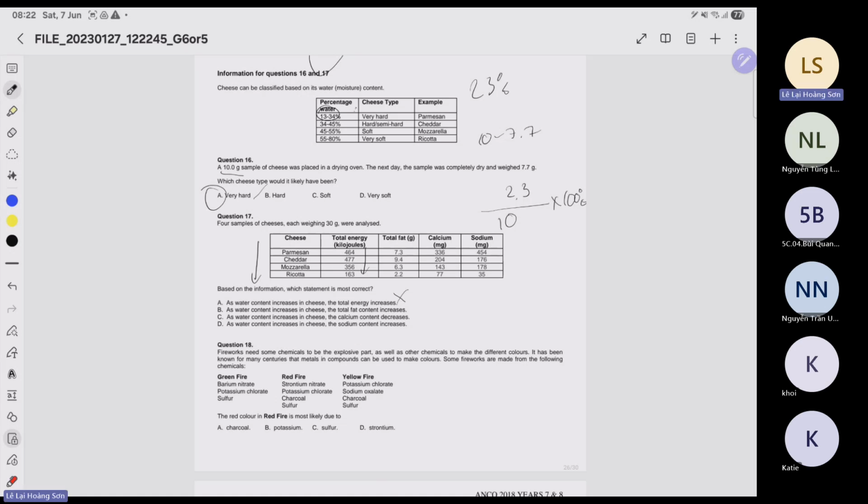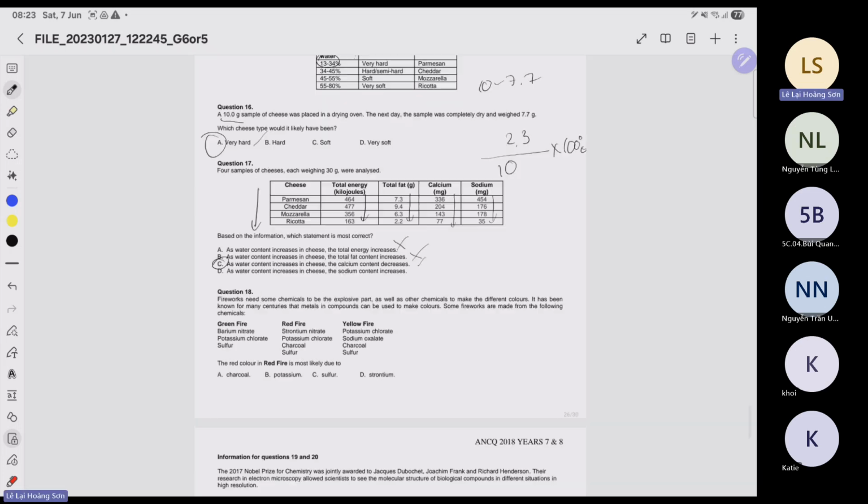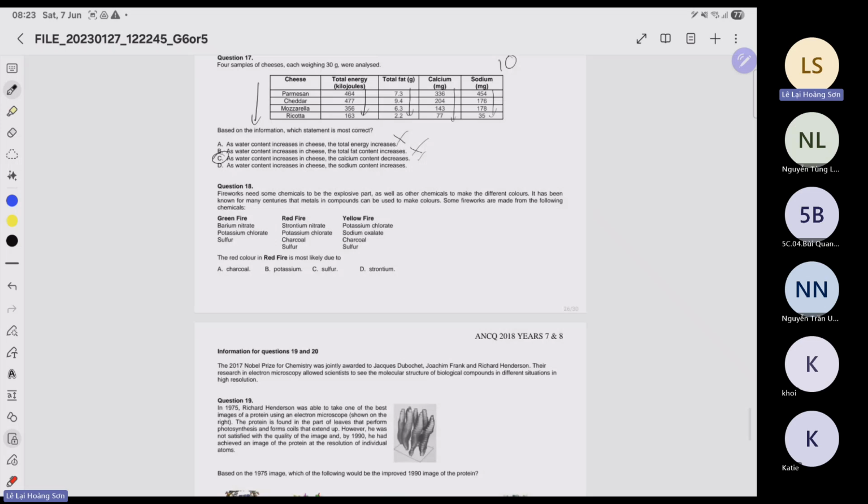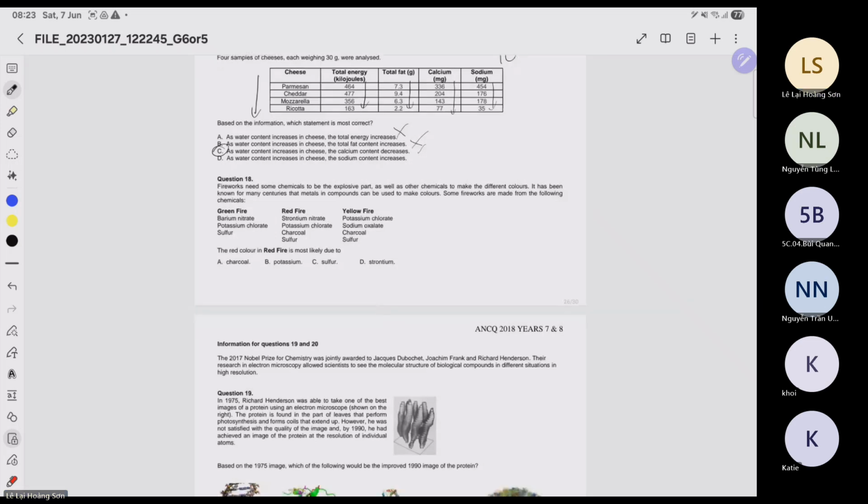Water content increases, total fat increases. No, total fat will go down. So incorrect. Calcium content decreases. Yep, that's correct. And the last one, sodium content increases. No, it will decrease. So C is correct. All right, moving on to question number 18.